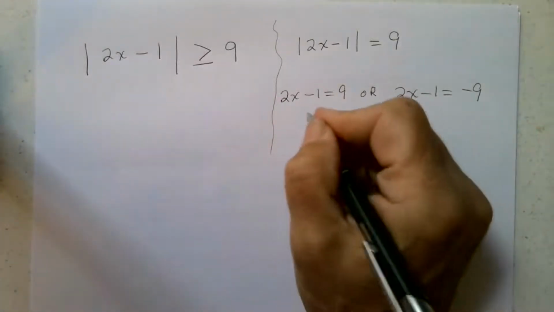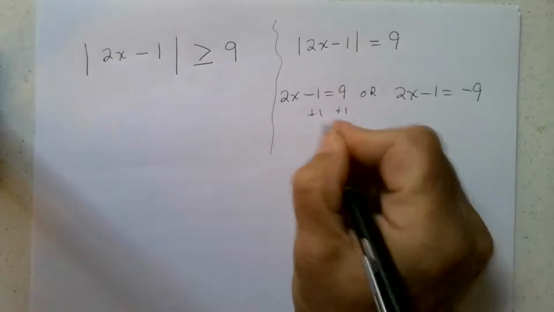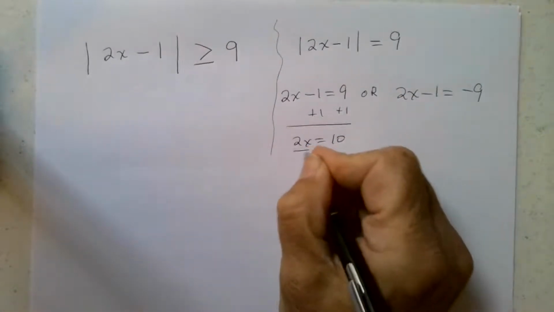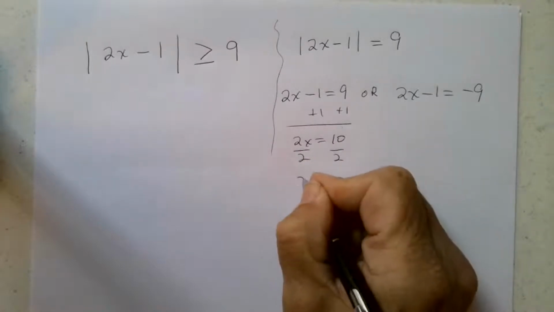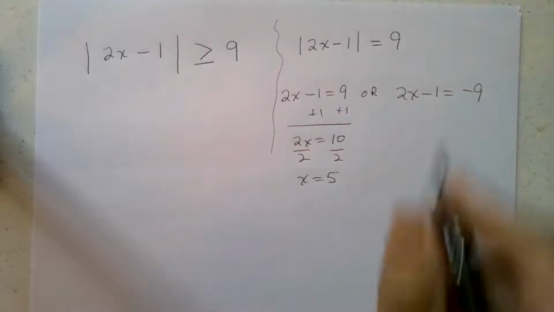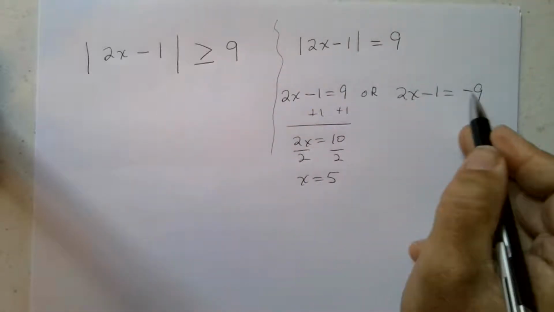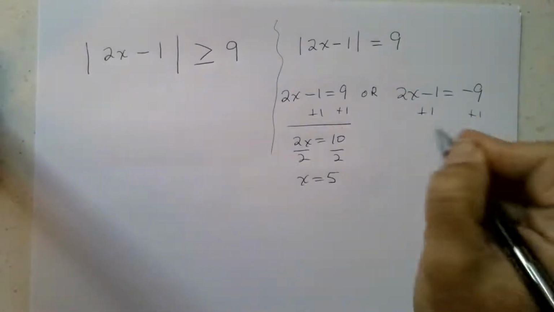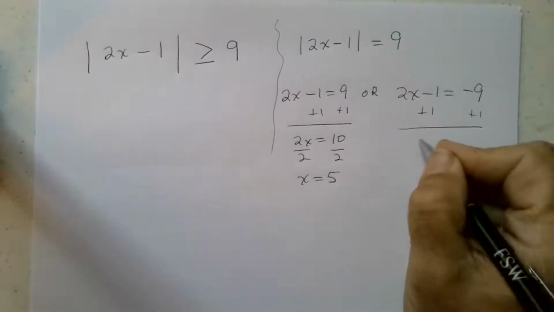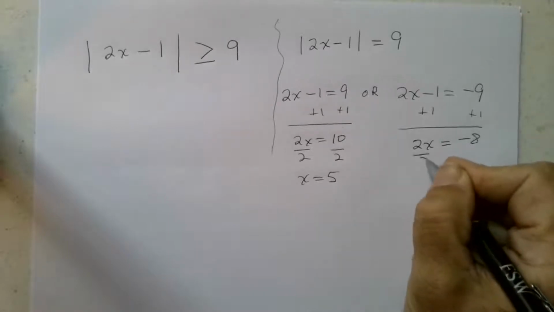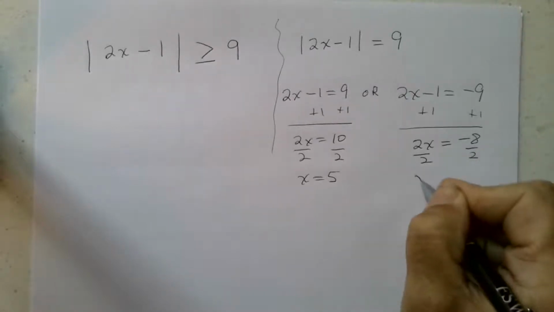If 2x minus 1 is 9, let's add 1 to both sides. 2x is 10. Divide by 2, and I get x is 5 as one of my cut points. Okay. Absolute value of 2x minus 1 is 9. 2x minus 1 could be negative 9. Let's add 1 to both sides here. So we get 2x is negative 8. Divide by 2, divide by 2. X is negative 4.